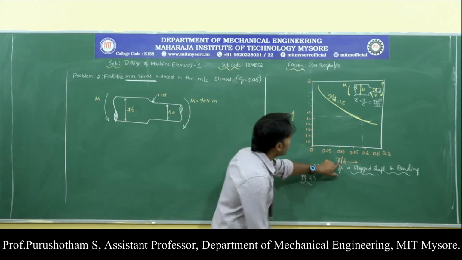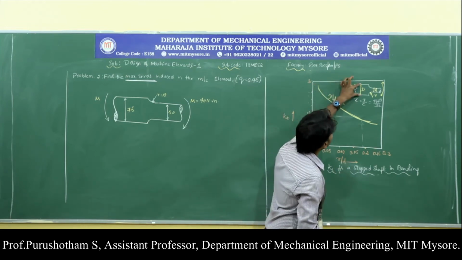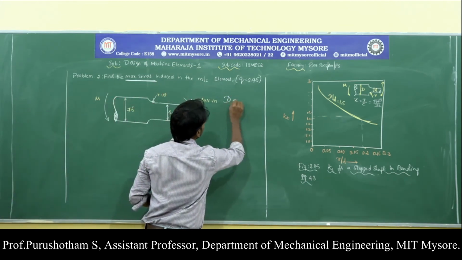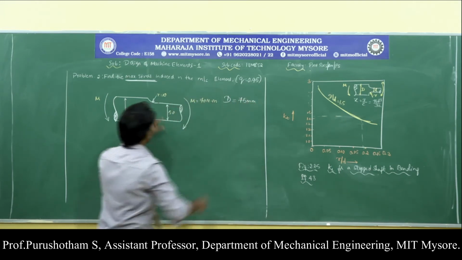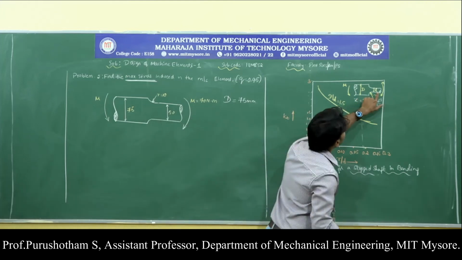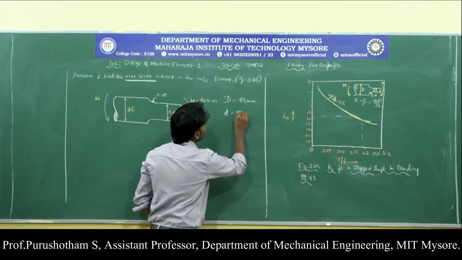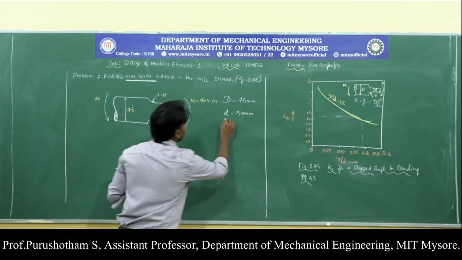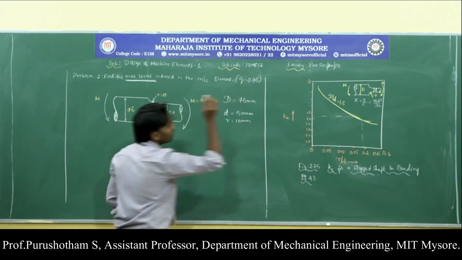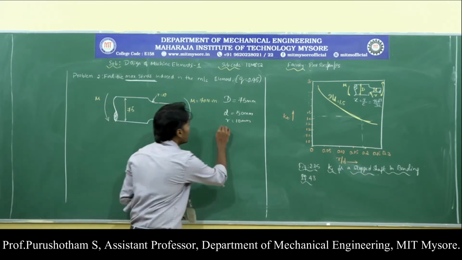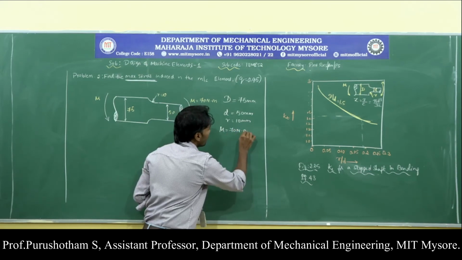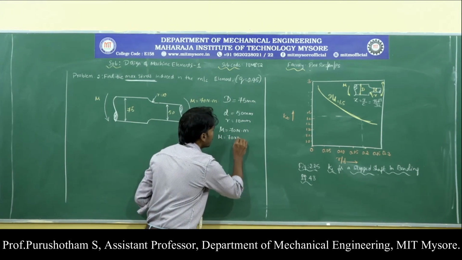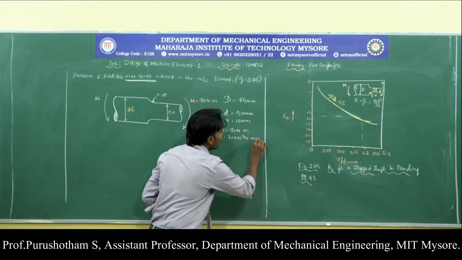First I will figure out the dimensions. The capital D, the main diameter, is 75 mm, which is stepped down to 50 mm, denoted by small d. So small d is 50 millimeter. Then the radius of the fillet is represented by small r, which is given as 10 millimeter. It is subjected to bending moment M, that is 70 Newton meter, but we are representing it in Newton millimeter, so M equals 70 into 10 power 3 Newton millimeter.